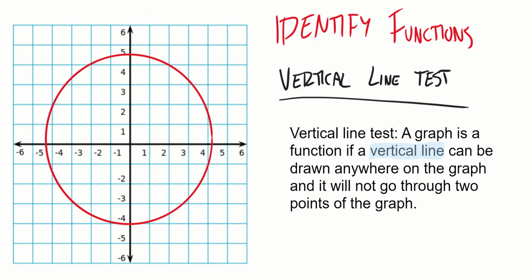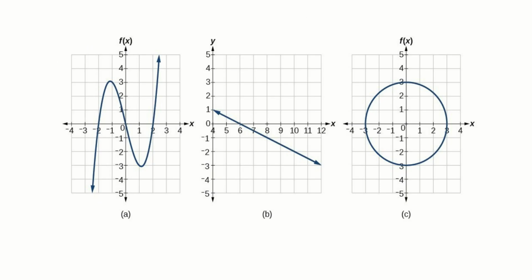Okay, so that's how we use the vertical line test to identify graphs that are functions. So, looking here at these three graphs, which of these graphs is not a function? Graph A, B, or C?